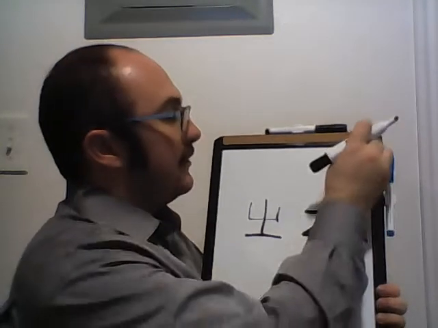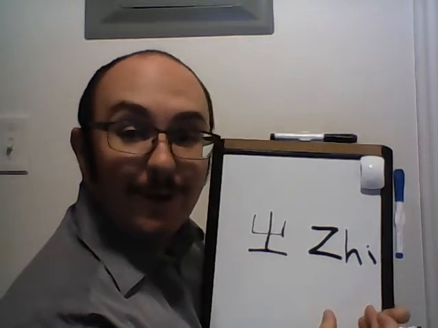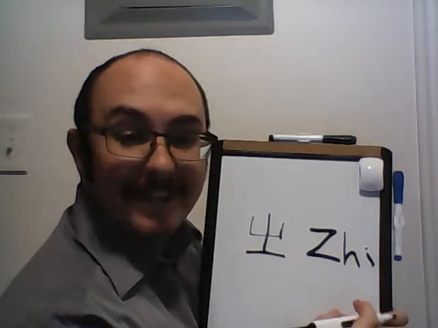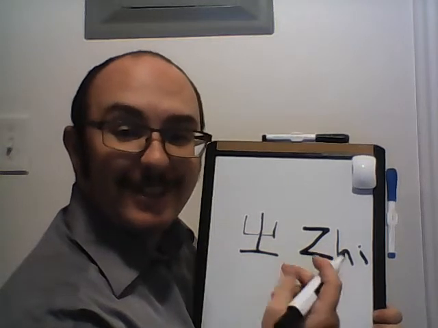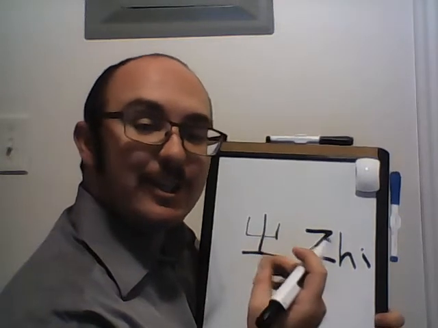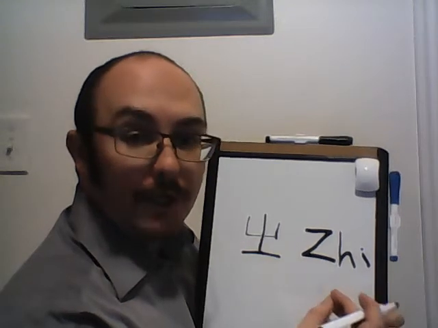Now this is in words like 中国. 中国 is China. It has a ZH, 中国. So even when you make that zh sound, you curl your tongue. Zh, 中国.